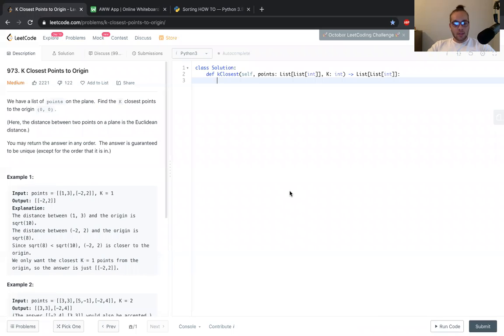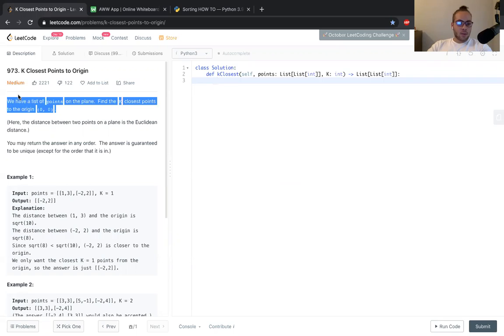Hello, everybody. So this is a problem right here that I know you're supposed to solve using heaps, but I do not know how to use heaps yet. So I solved it another way. You can use lambda functions. Lambda functions are super useful, and I want to show you guys how I solved this problem.